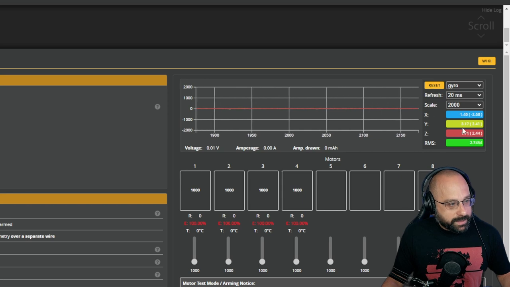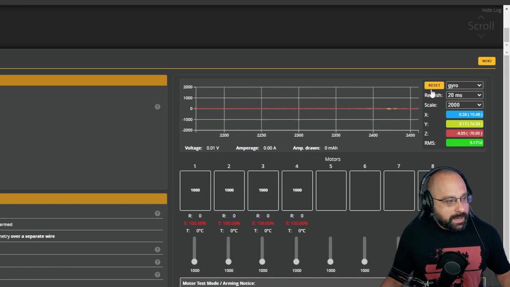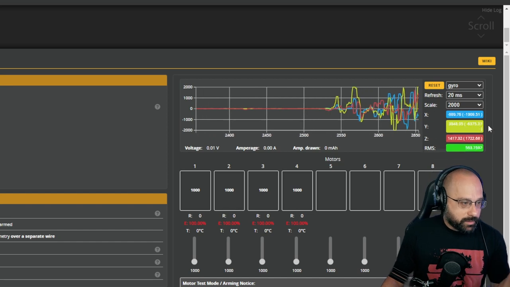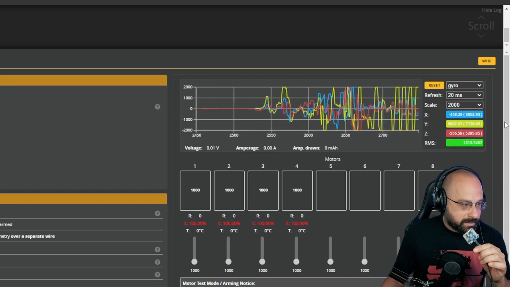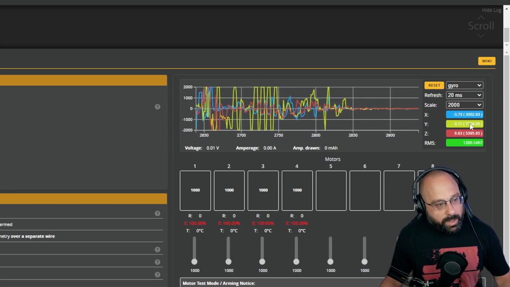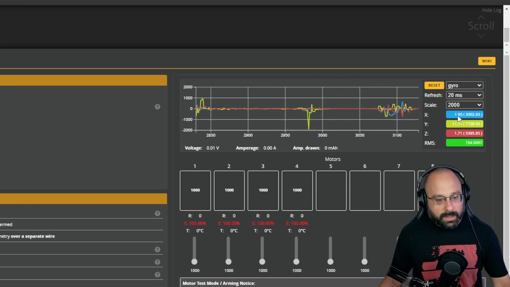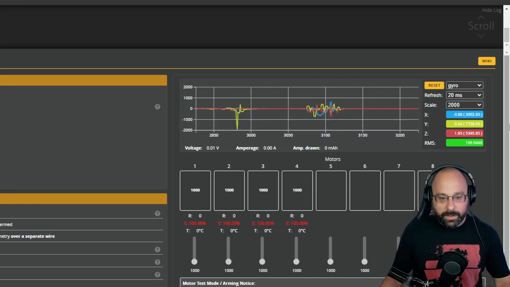And so what we'll do is we'll reset those and then we'll spin motor number one up and down. And then we'll look at the max values and so forth. These are going crazy because I'm literally holding it in my hand. It's making it go nuts. And if one motor is significantly worse than the others, then that tells you that something is up with that motor.